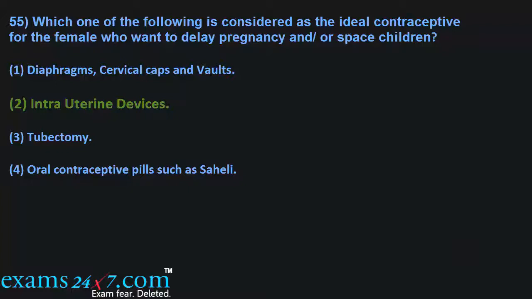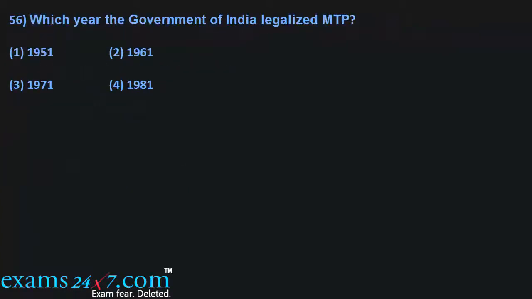Now we come to question number 56. Which year the government of India legalized MTP? I hope all of you know. MTP refers to medical termination of pregnancy and it is in the year 1971. So option 3 is the answer. Remember, family planning was first adopted in the year 1951.